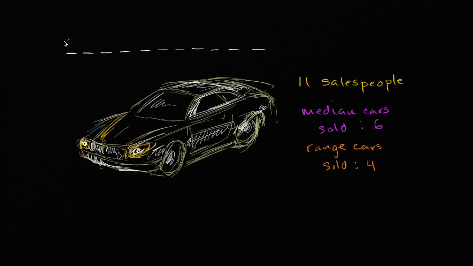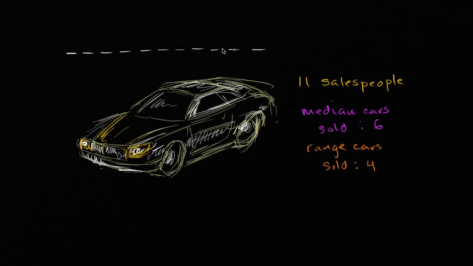So maybe one person sold 5 cars. Maybe the next person sold 7 cars. Maybe the next person sold 10 cars. And so that's how we would do it. So we're going to record all of that. But then we're told that the median car sold is 6.